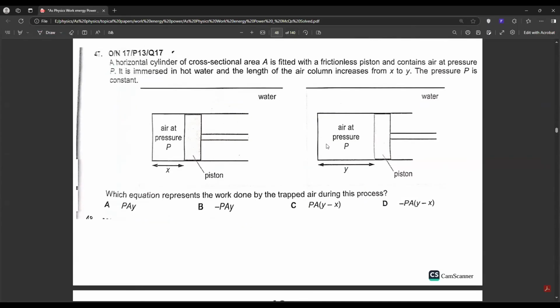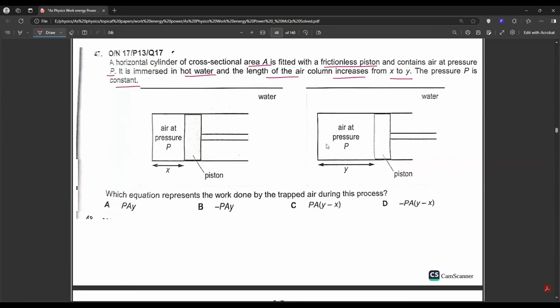Okay, let's see this. A horizontal cylinder of cross-sectional area A is fitted with a frictionless piston and contains air at pressure P. It is immersed in hot water and the length of the air column increases from X to Y.